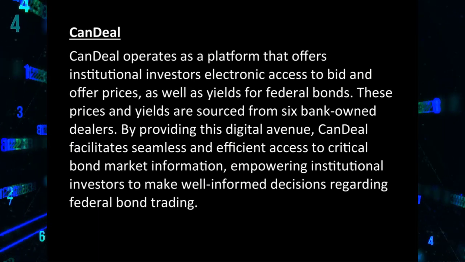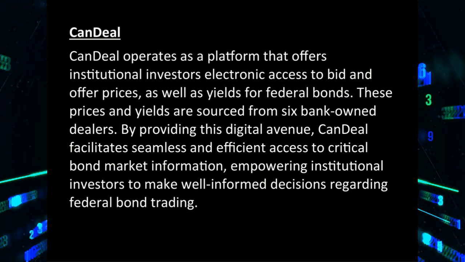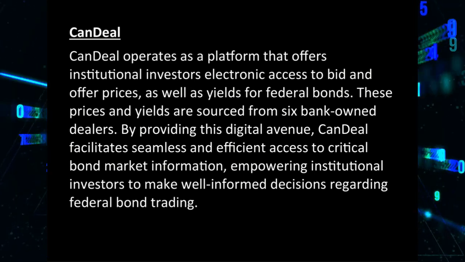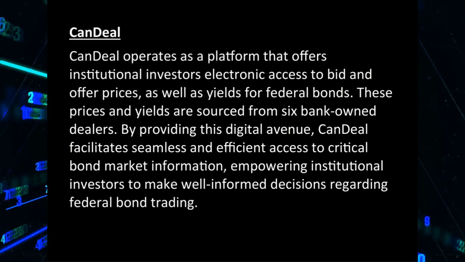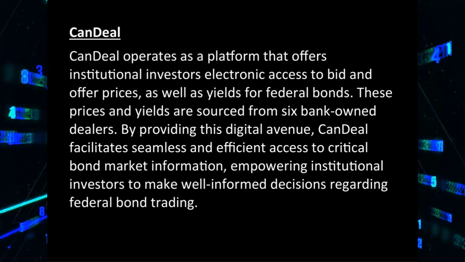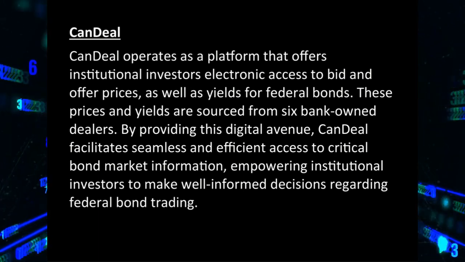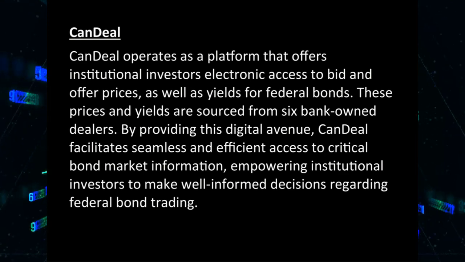By providing this digital avenue, CanDeal facilitates seamless and efficient access to critical bond market information, empowering institutional investors to make well-informed decisions regarding federal bond trading. This platform contributes to enhancing transparency and accessibility within the bond market, streamlining the process of obtaining essential pricing and yield data from reputable dealers for the benefit of investors.